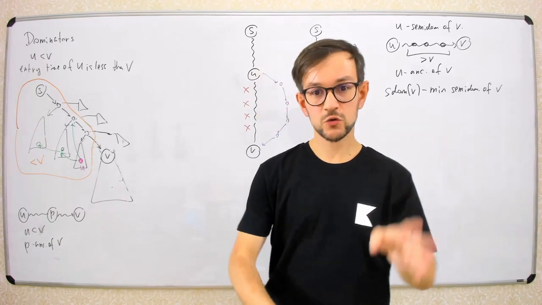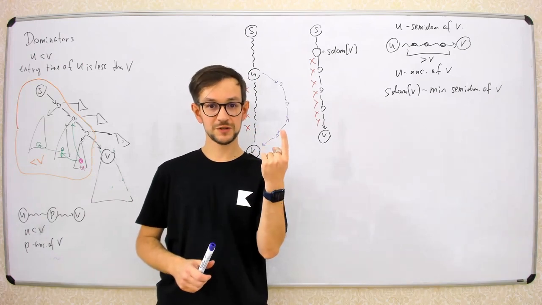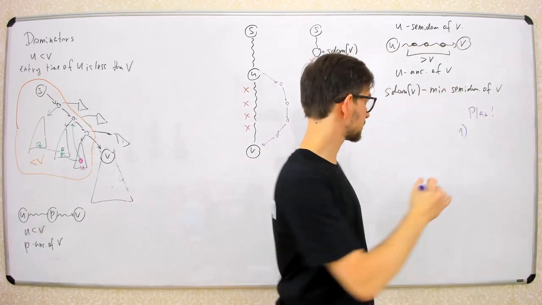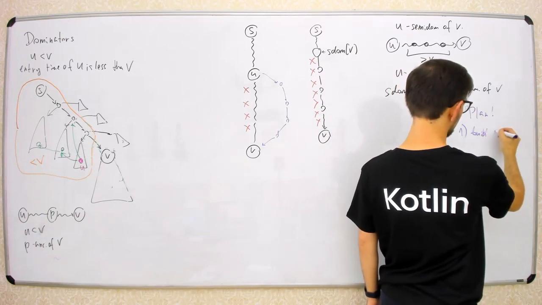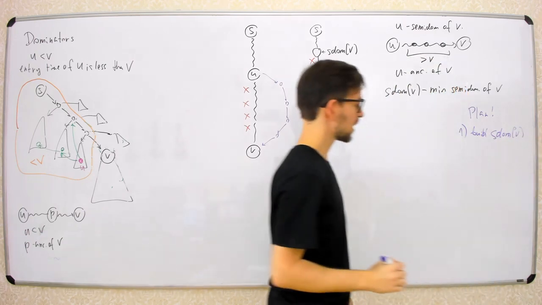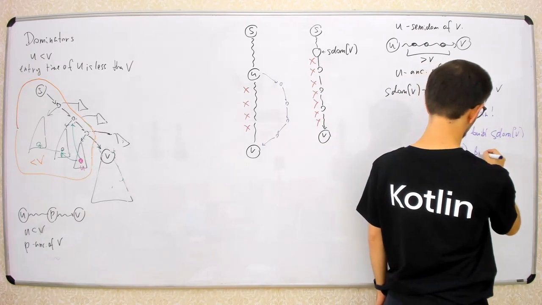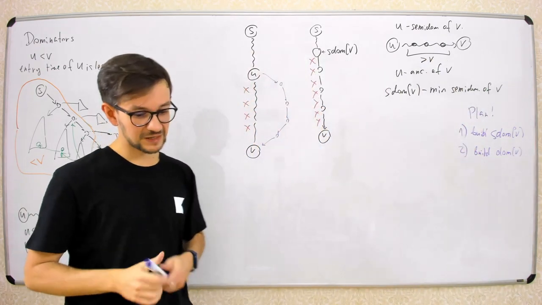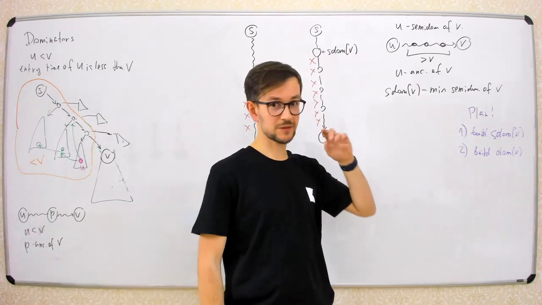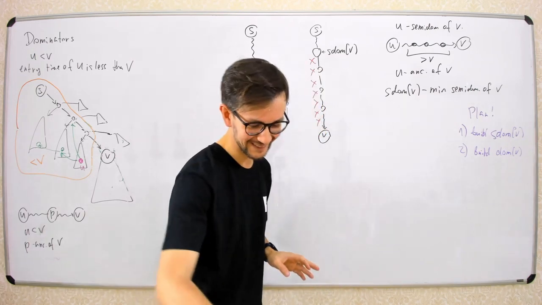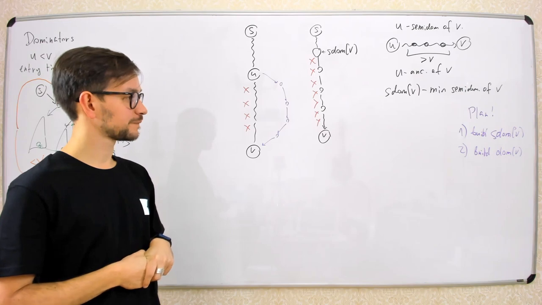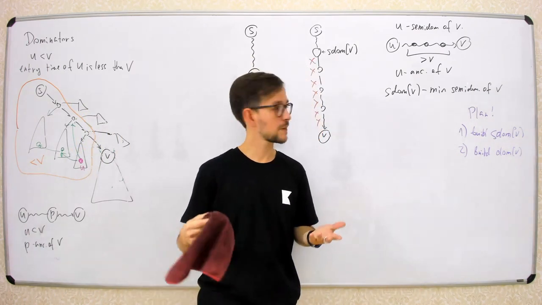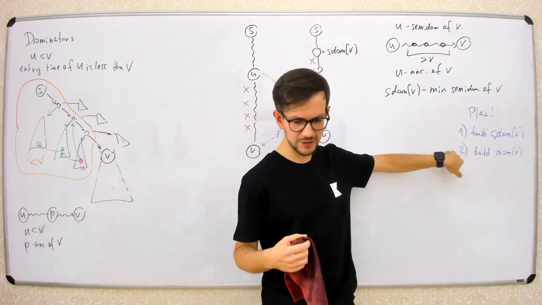That's all. Now we need two things. First, we'll build semi-dominators, build S dom of V. And then we will build dominators using these semi-dominators. That's the plan. Both these steps are kind of scary, but it will be fine. Let's try to start from the second one, actually, just to show that the semi-dominators are actually important. Let's start from the first step. So let's do this step first.